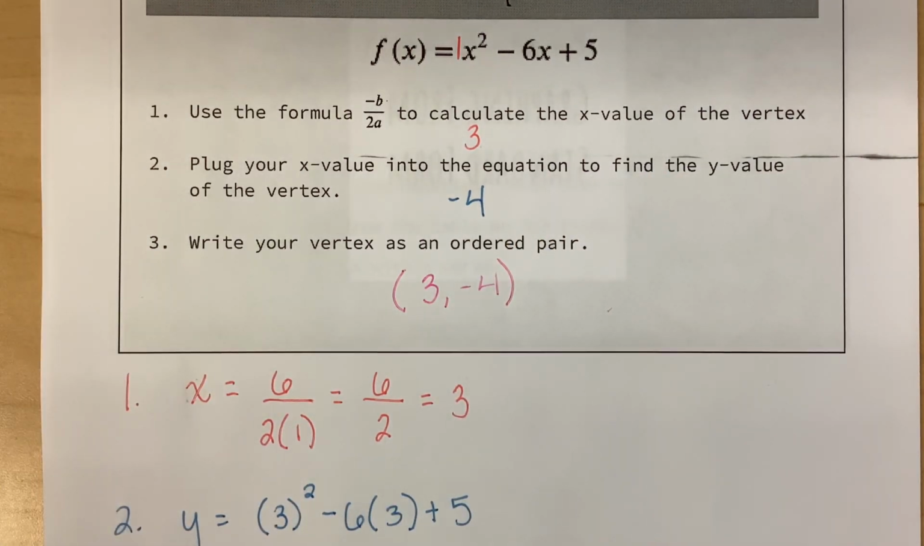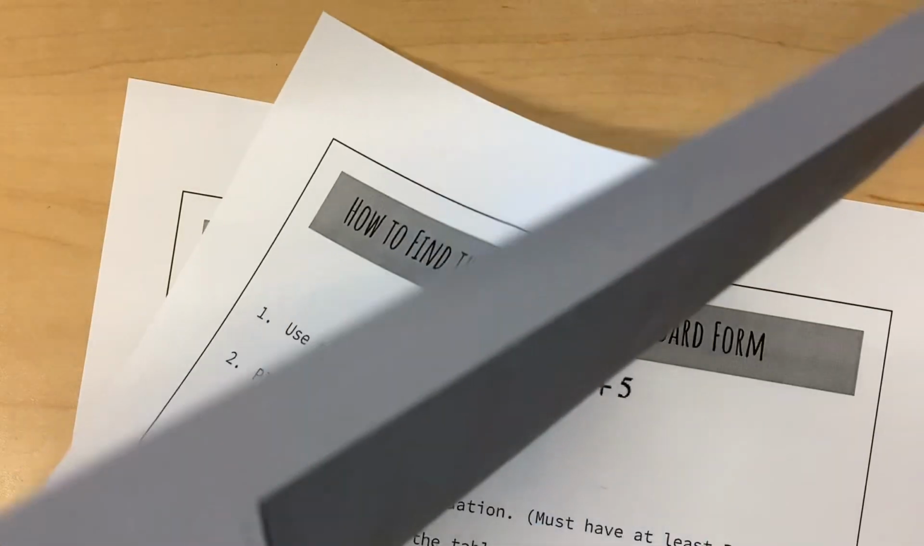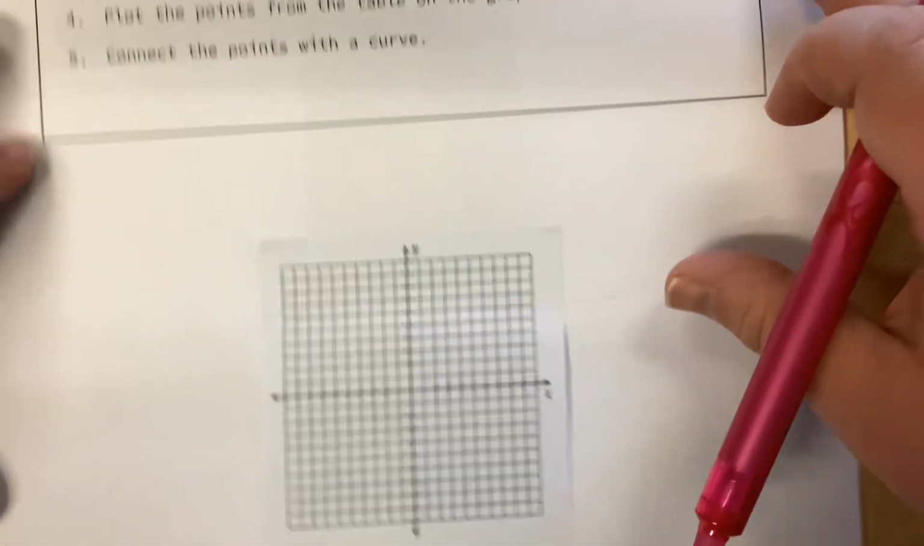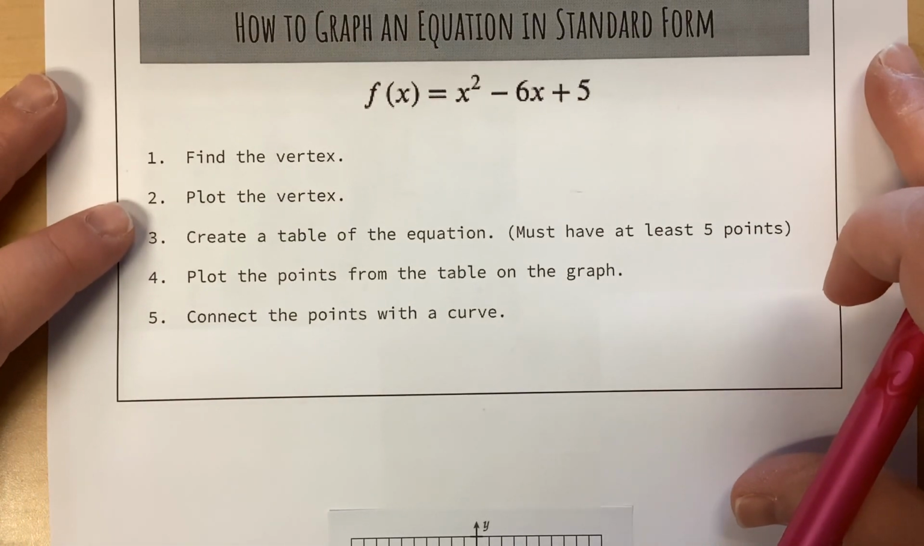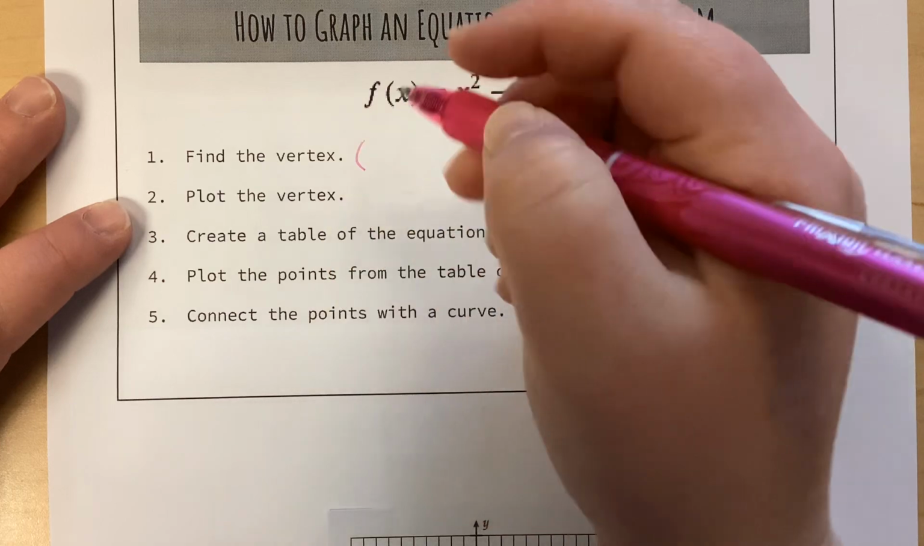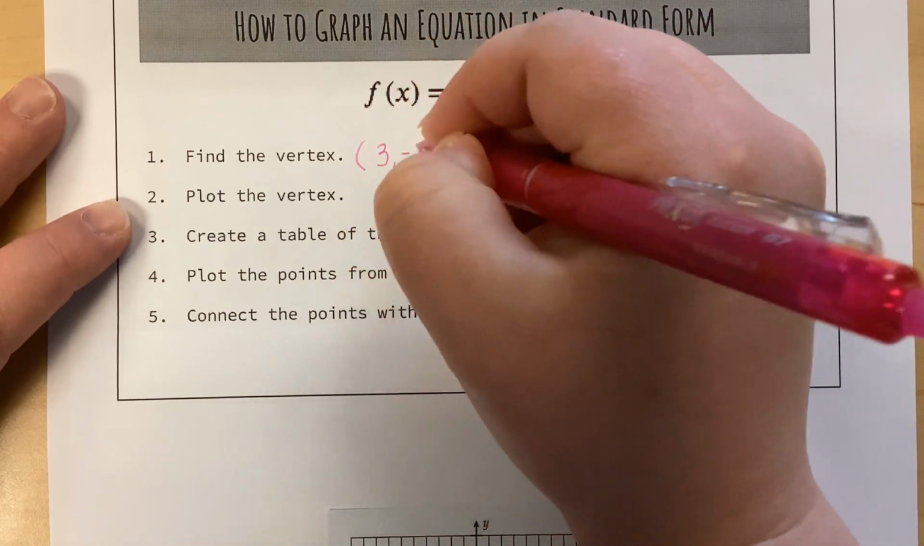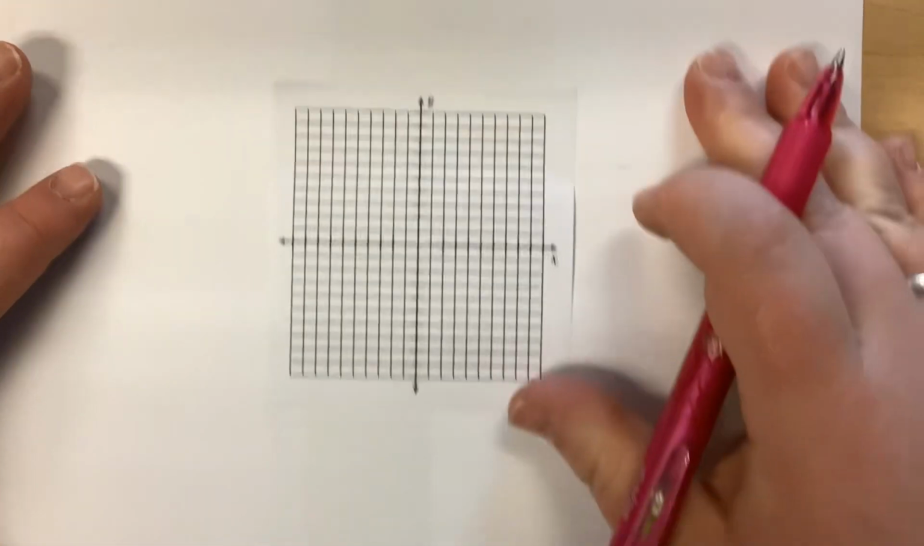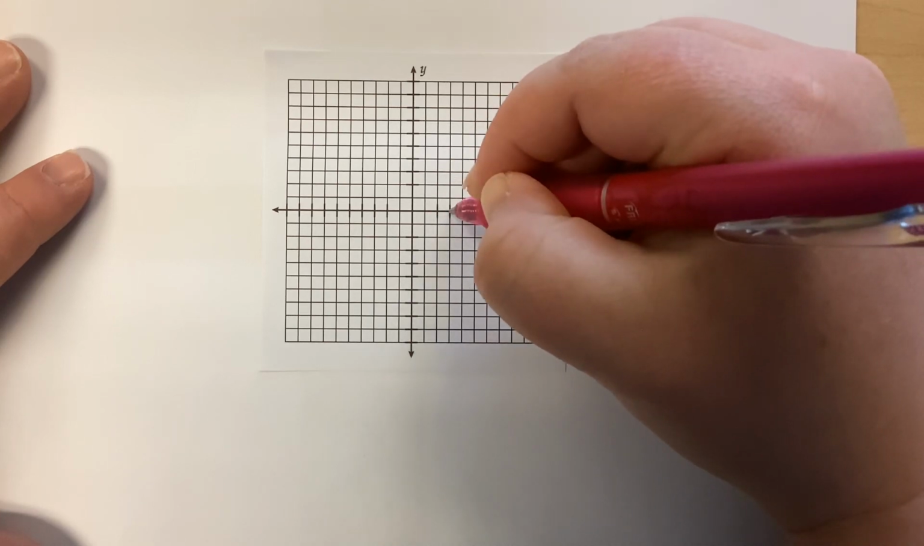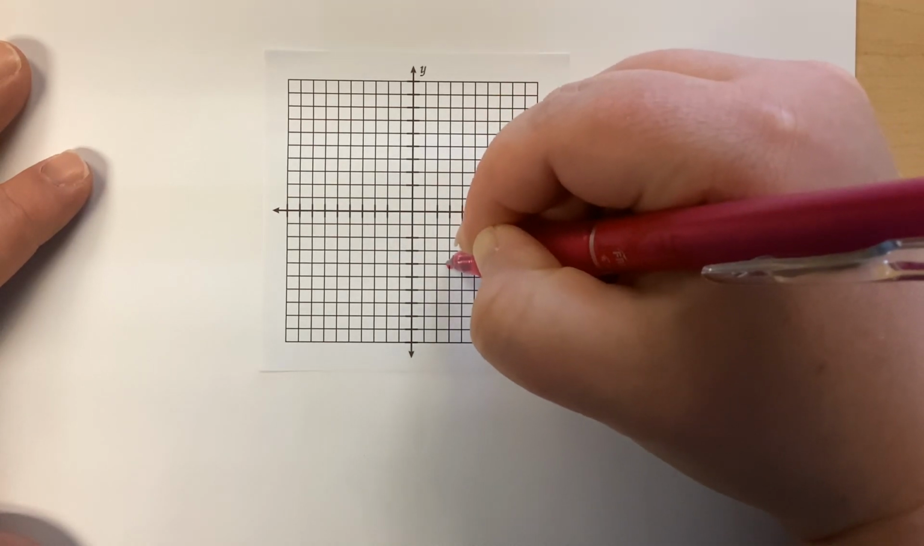All right, on the next page, we're still going to be working with this function, and we are going to be plotting that vertex and then graphing the rest of the function. Okay, so we found the vertex from the last page. It was 3, -4. So we're going to plot that first. 1, 2, 3, 1, 2, 3, 4 is right there.